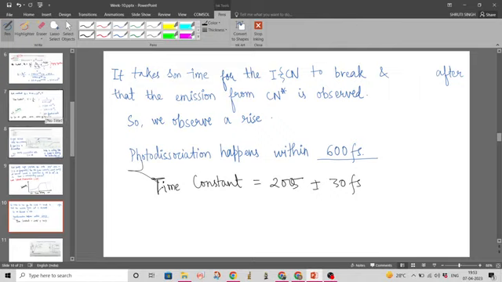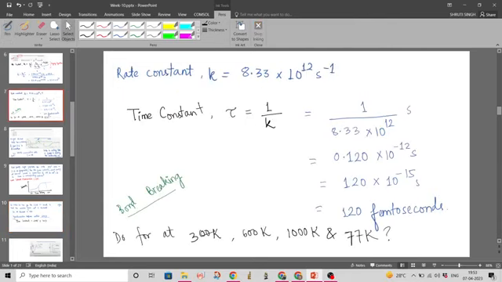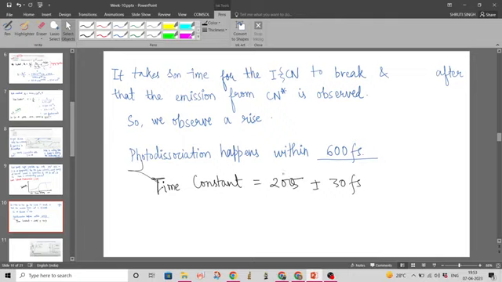in the last question we have actually calculated the time constant of the fastest possible reaction, which is the bond breaking, to be 120 femtoseconds. And now from this experiment they got it at 205 femtoseconds, which was pretty good match because that question was at 400 Kelvin, 100 Kelvin more than the room temperature, and these experiments were at room temperature or lesser than that. So it's fine that it is taking 205 femtoseconds and not exactly matching.